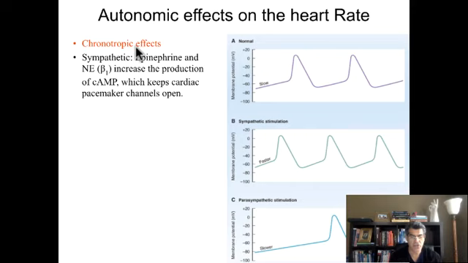Chronotropic means changing the heart rate. It can be positive or it can be negative. When the heart rate goes up, just in the case of sympathetic, we call it positive chronotropic. When parasympathetic works on the SA node and decreases the heart rate, we call it a negative chronotropic effect.